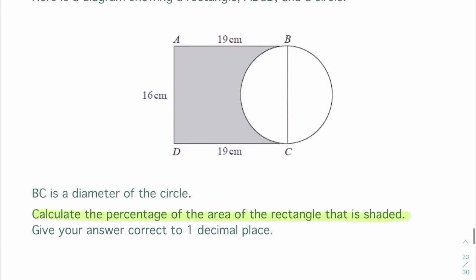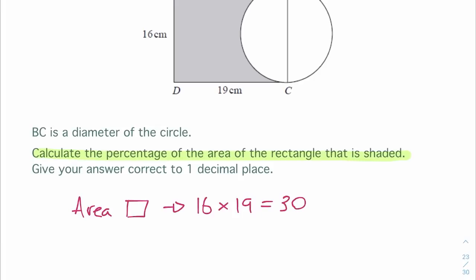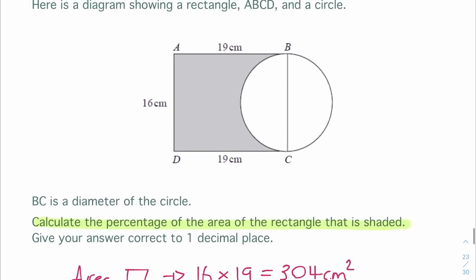So to start with, let's work out the area of the full rectangle. So the area of the rectangle, there we go, and I'll draw a little rectangle just so we don't have to keep writing all the words out. So the area of the rectangle is going to be 16 times 19. And there we go. So we can type that into a calculator, 16 times 19, and that comes out as 304. That's going to be centimetres squared. So let's work out now the shaded part.